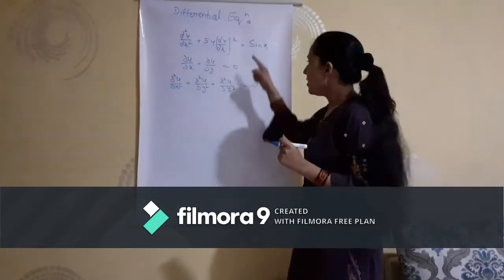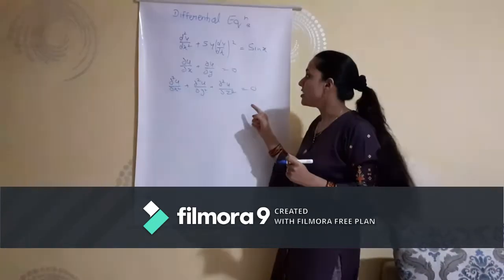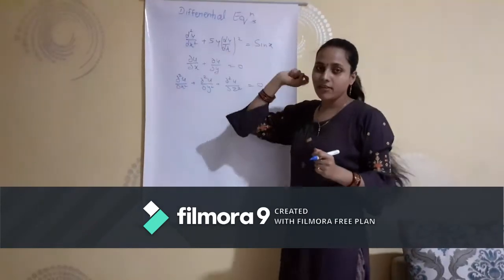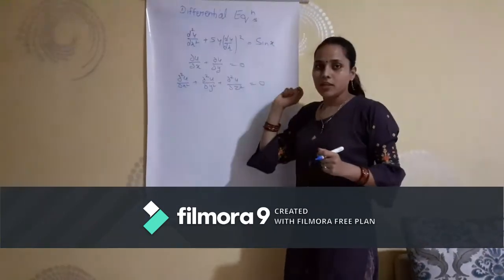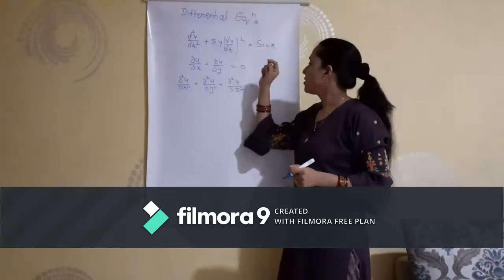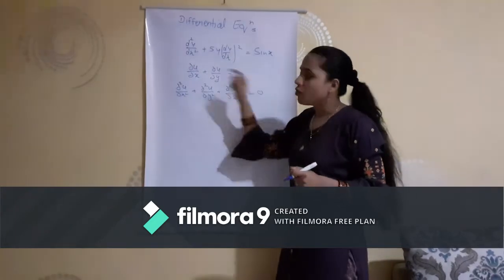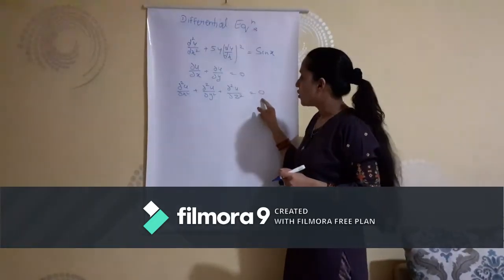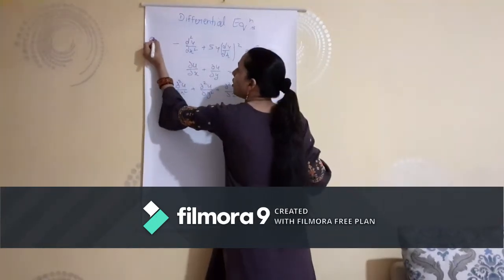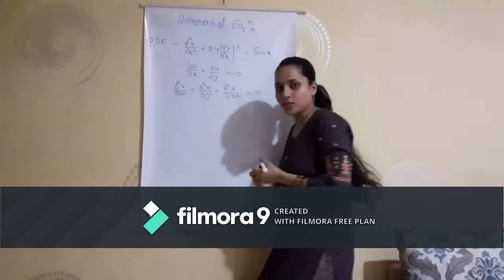So in these three equations we can clearly see that in the first equation y is a dependent variable and x is an independent variable. Only one independent variable, which is x. In the second equation we have two independent variables and in the third equation we have three independent variables. Then only the first is called an ordinary differential equation.